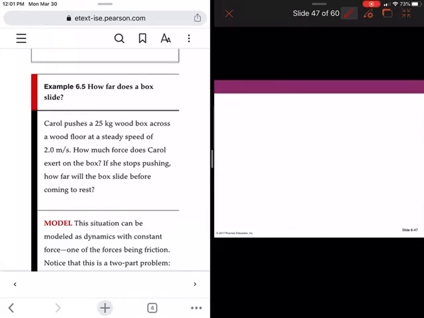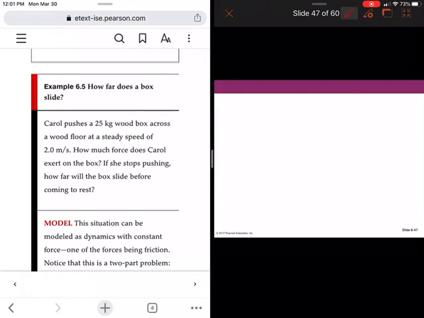Okay, we are on example 6.5. This one wasn't actually in the PowerPoint, but I liked it, so I included an extra slide here. I've brought up the book on the left so we can at least see the question. This is saying that Carol pushes a 25 kilogram wood box across her wood floor at a steady speed of 2 meters per second and wants to know how much force she exerts on the box.